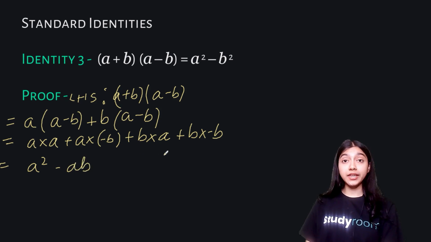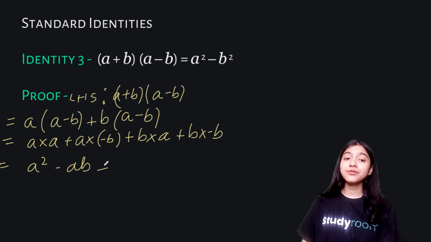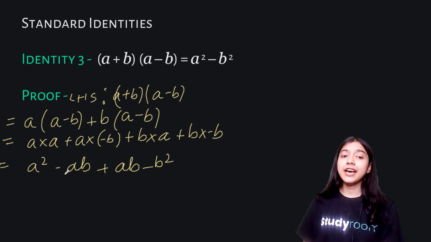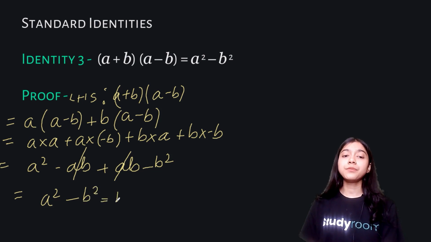B multiplied with a again gives us ba, or we can also call it as ab. But the sign will be positive, plus of ab. And plus into minus gives us a negative sign. B multiplied with b gives us b square. Now, just focus over here. We have plus ab and minus ab. So these two will cancel out. So the remaining thing we have is a square minus of b square, which is equal to RHS.